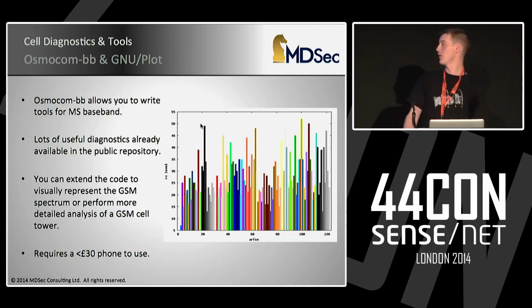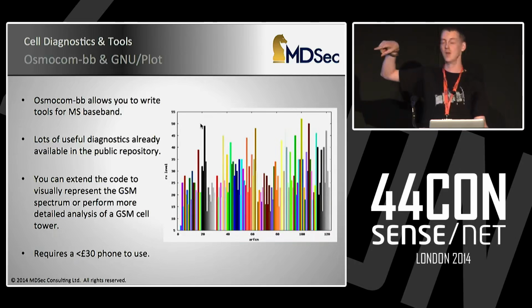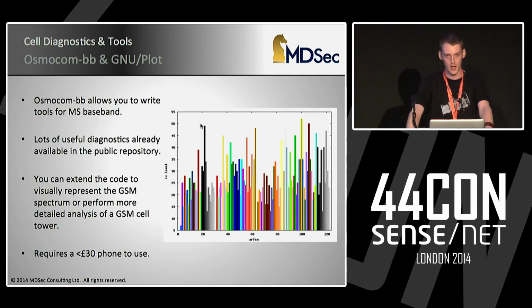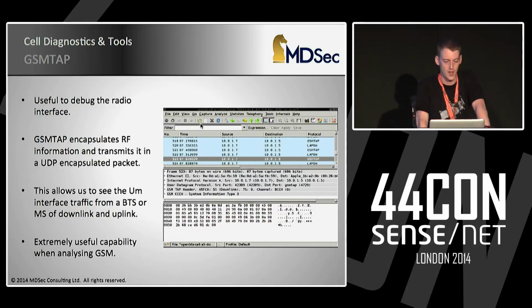Here on the right of the screen is a plot that takes power measurements of all the GSM channels within the GSM 900 band and visually represents them. Although it doesn't do it in real time, you can capture these measurements and view what the spectrum looks like, sort of like a spectrum analyzer, but just for the GSM channels in use. There's also GSM Tap, which is useful for debugging the radio interface.